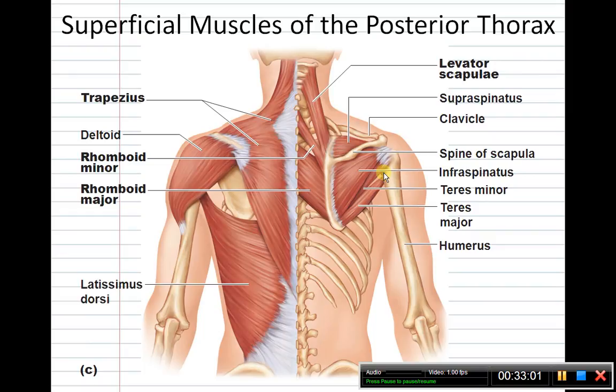Who do you hear about damaging their rotator cuff muscles the most? People that fling their arm forward quickly, like pitchers in baseball, or sometimes tennis players that are swinging their arm forward. But pitchers in baseball use these really quick to throw a baseball. So little tiny muscles that have a lot of pull on them may have a higher chance of ripping and tearing. So those were the deep muscles.